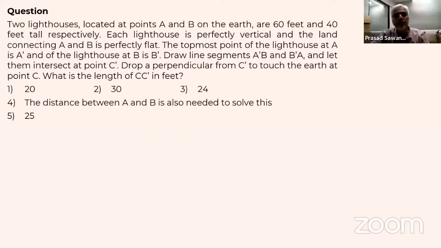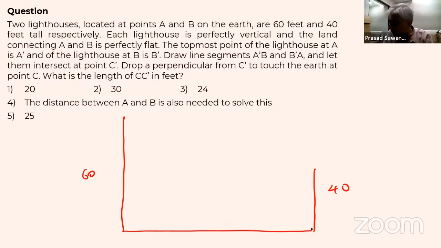Okay, I'm back there. Let's start. Two lighthouses, each located at point A and B on the Earth, are 60 and 40 feet tall, respectively. So there is one lighthouse over here, and one lighthouse over here. One is 60 and this is 40. Each lighthouse is perfectly vertical and the land connecting A and B is perfectly flat. So this is, say, A, B, whatever.